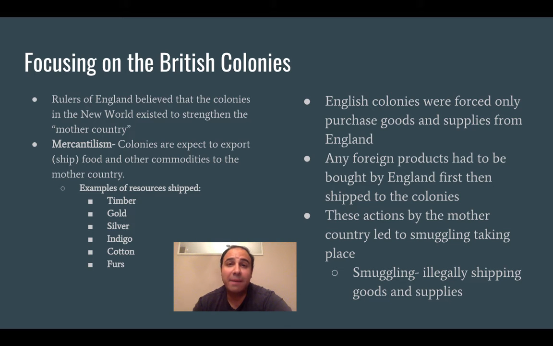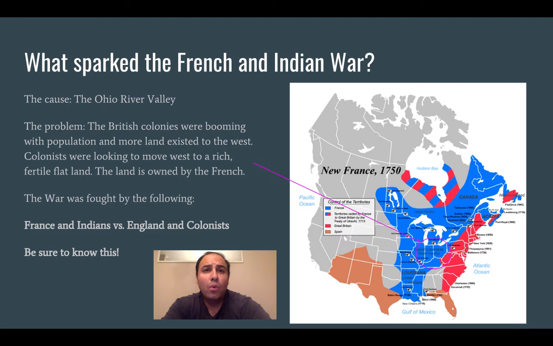These actions by the mother country led to what is known as smuggling, which is illegally shipping goods and supplies. The colonists would secretly get goods at discounted prices from the French or from the Spanish as well. Now, an event that took place was known as the French and Indian War.